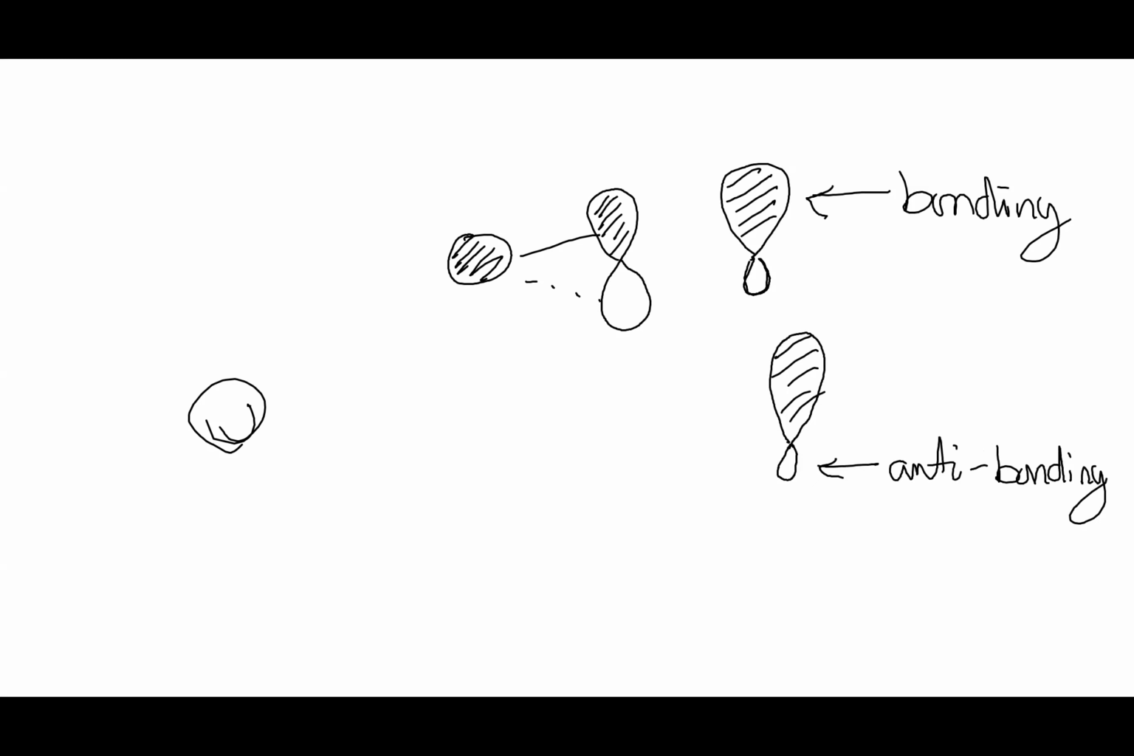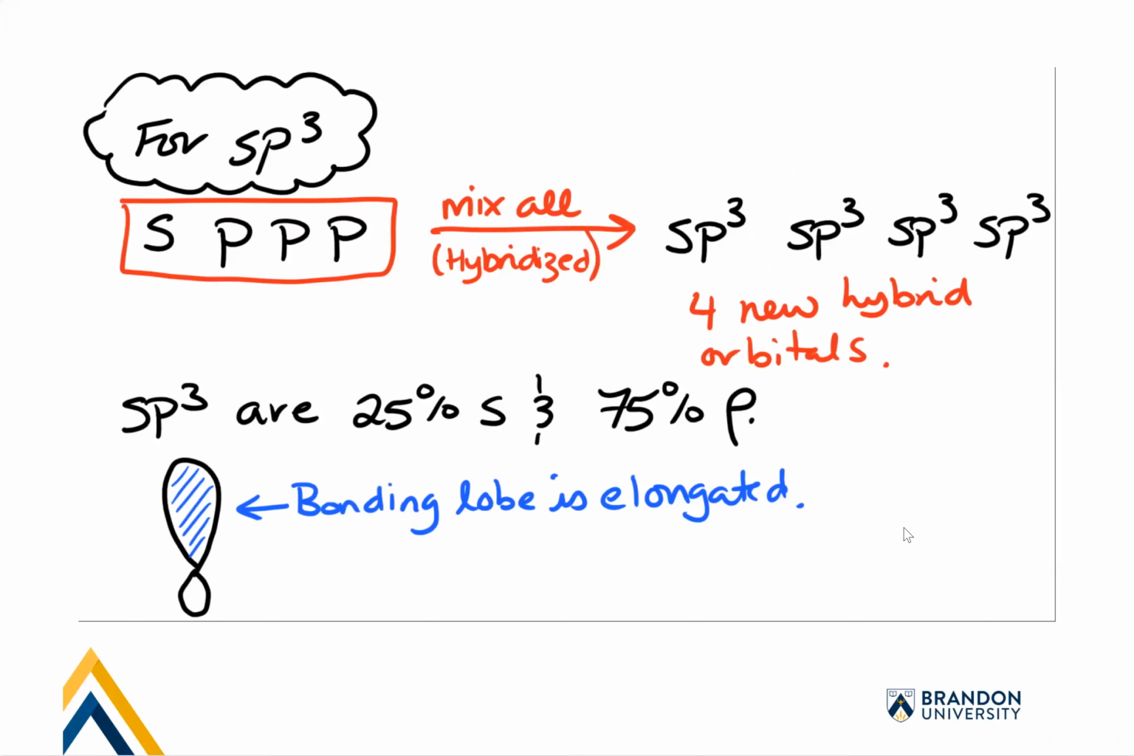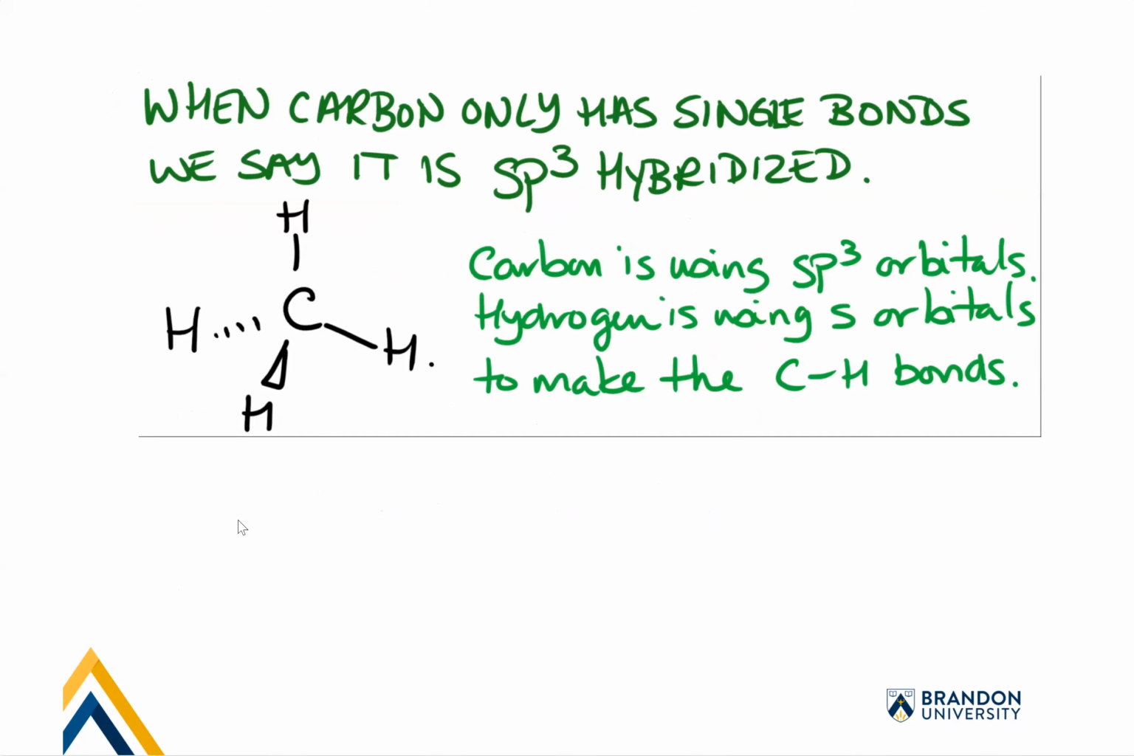So the bonding lobe is elongated, and if you read textbooks, they'll tell you here's the 5 reasons why orbitals would hybridize, all very logical. But you've got this larger bonding lobe, and it can provide better directionality when you're making your molecules. So when we've got methane, carbon is going to be using its sp3 orbitals to make these sigma bonds.